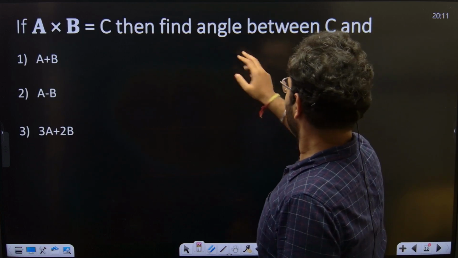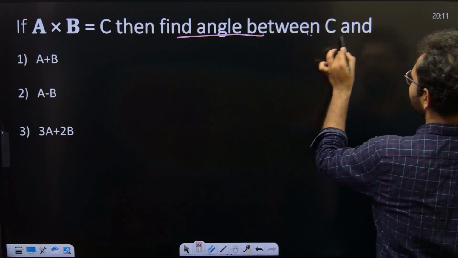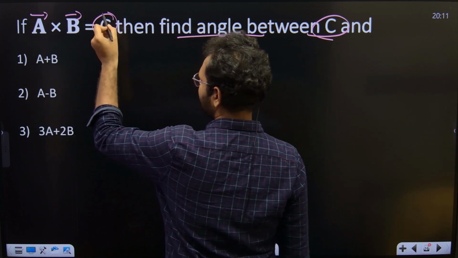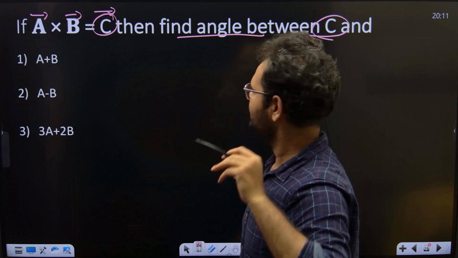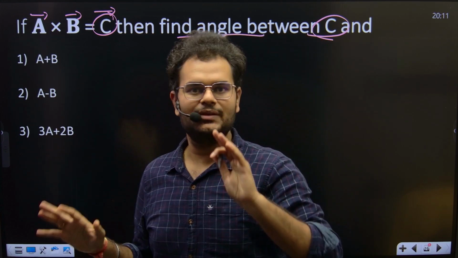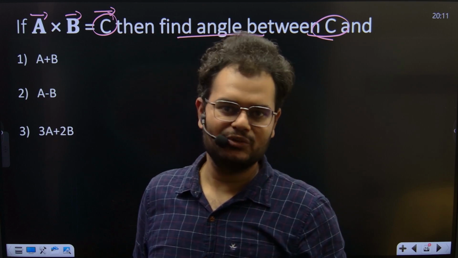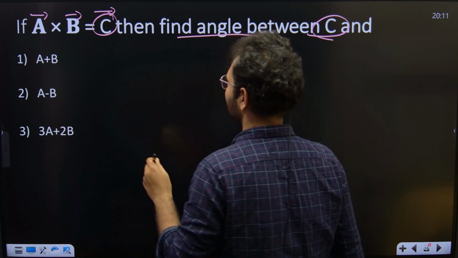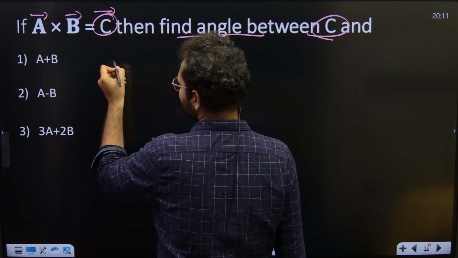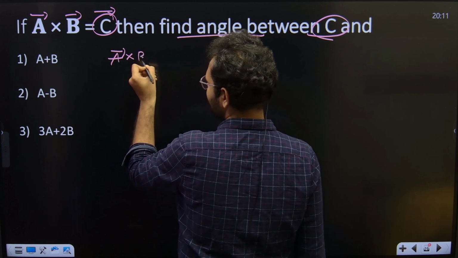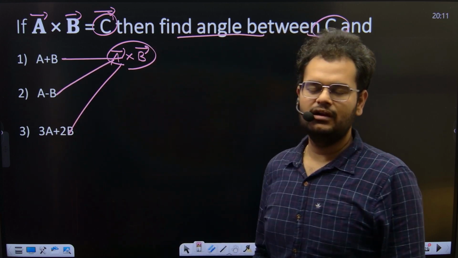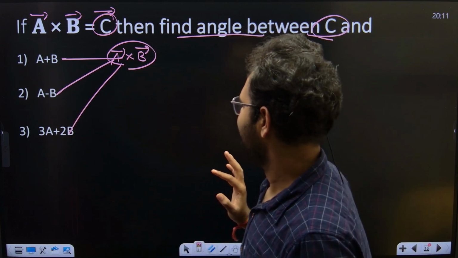Sir, A cross B is equal to C vector, find the angle between the C vector and A plus B, A minus B, and 3A plus 2B. Have you seen such types of questions? And are you confused about those questions? I know what kind of questions you have seen. What I'm saying is, they are asking what is the angle between A cross B, that is the C vector, and this vector, and this vector.